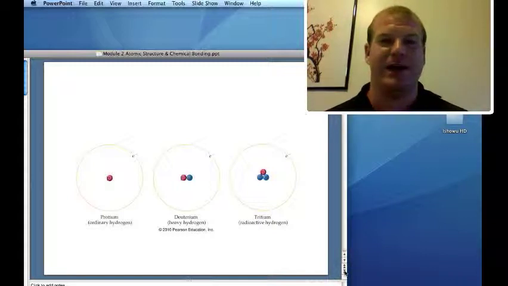And here are 3 isotopes of hydrogen. There's protium. No one calls it protium except for chemistry teachers. Most everyone else calls it hydrogen. There's deuterium, also known as heavy hydrogen, and tritium, which is radioactive.